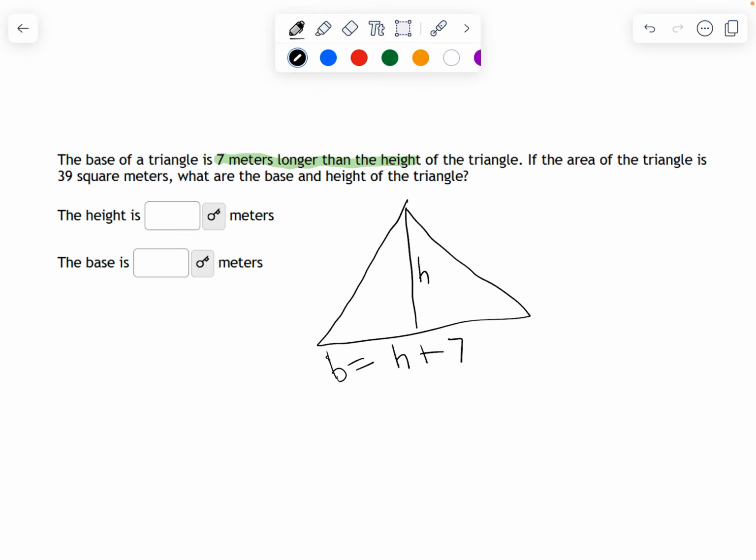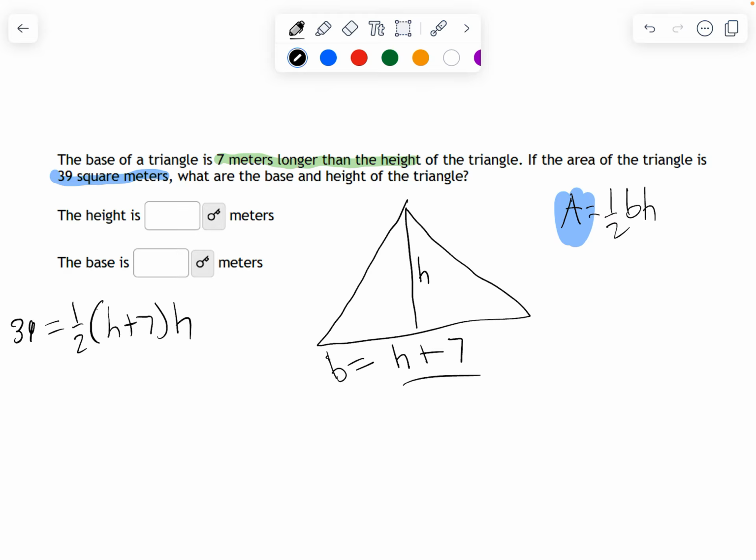Now, the area of a triangle formula is 1/2 base times height. We have something for the base and something for the height, and then the 1/2, and that's all we need for the formula. We already know the area is 39 square meters, so we plug that in. We get 39 equals 1/2 times the base, which we said was height plus 7, times height. And there you go.